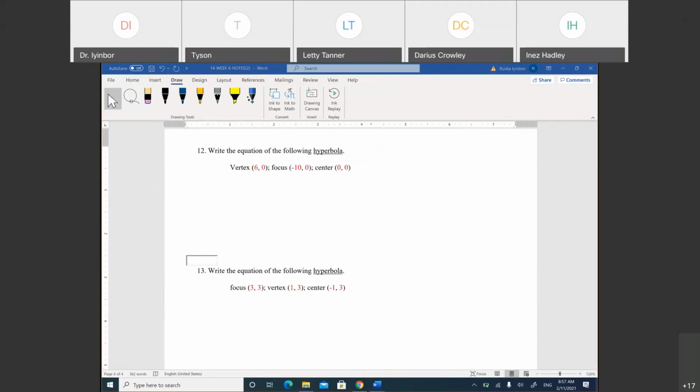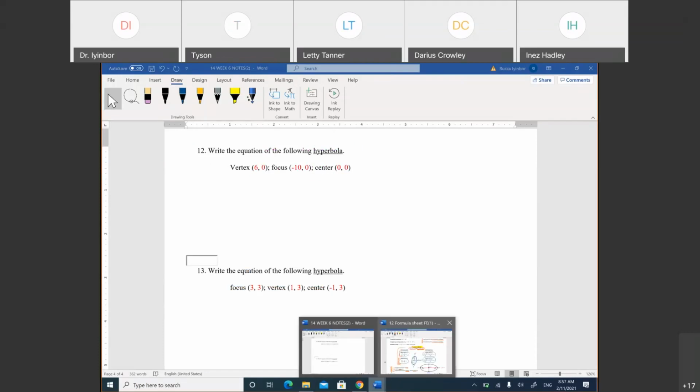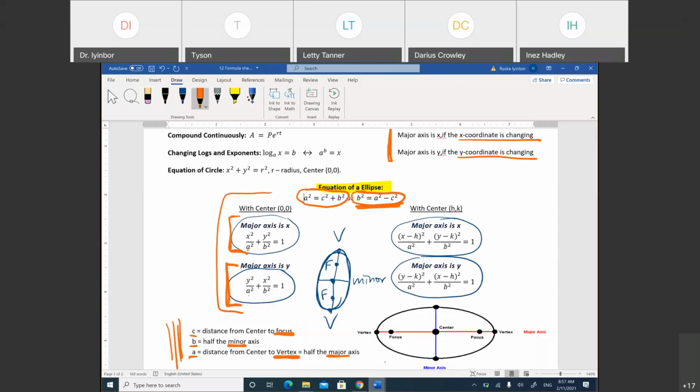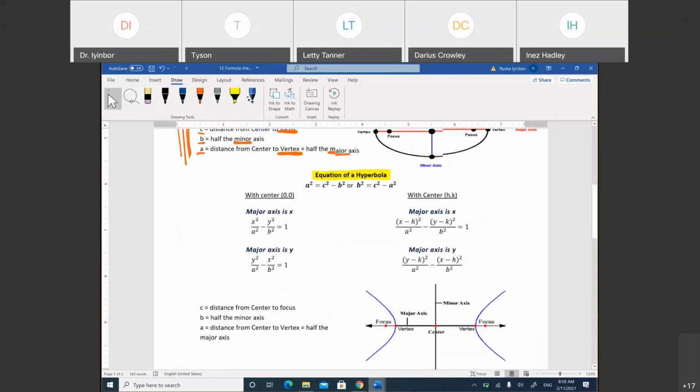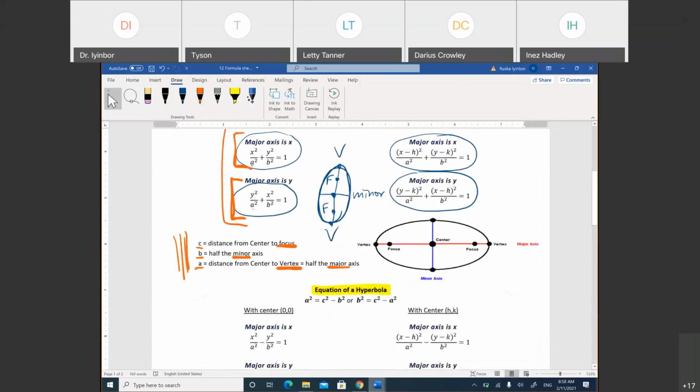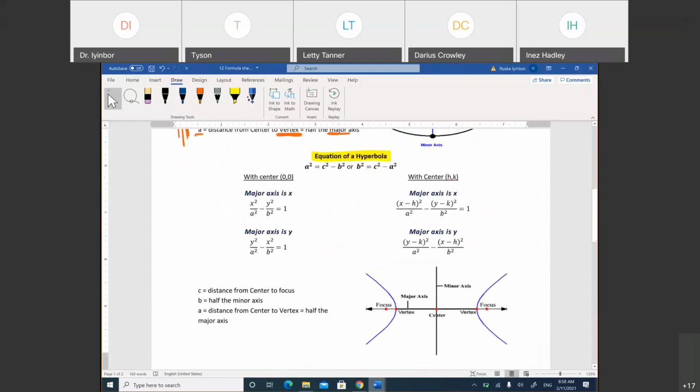Okay, so we're going to continue with hyperbola. And for hyperbola, everything pretty much is the same like ellipse. So the only difference with ellipse is you're going to look below the bottom of your formula sheet. So instead of ellipse up, you're going to look down, hyperbola. So this is what you have for hyperbola. Everything is the same idea.